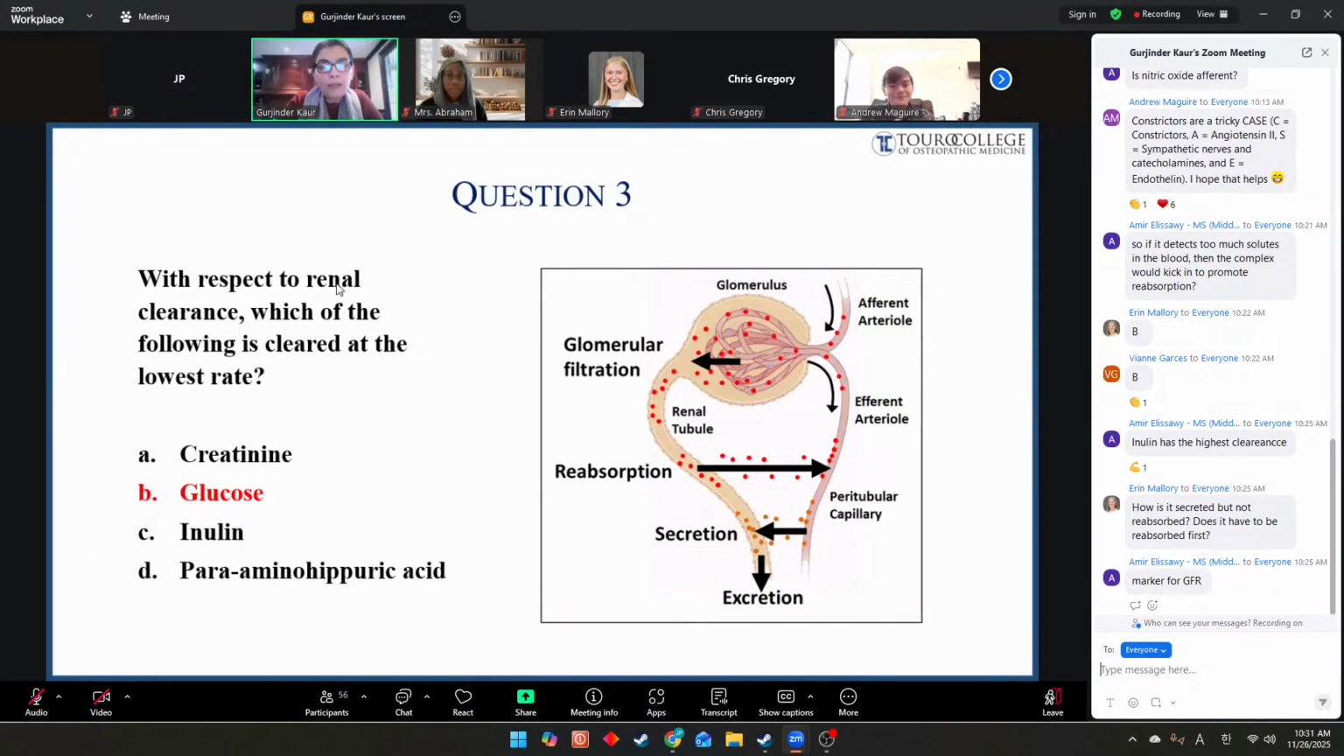Okay. All right. So inulin is freely filtered, right? It's not getting reabsorbed or secreted. So just keep that in mind, right? What about pH?